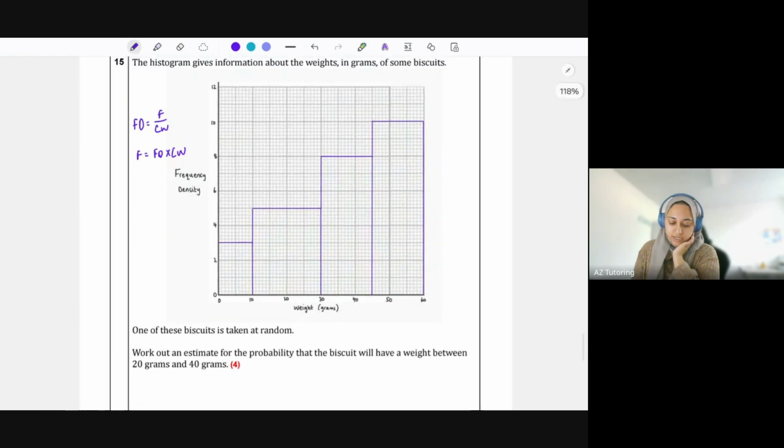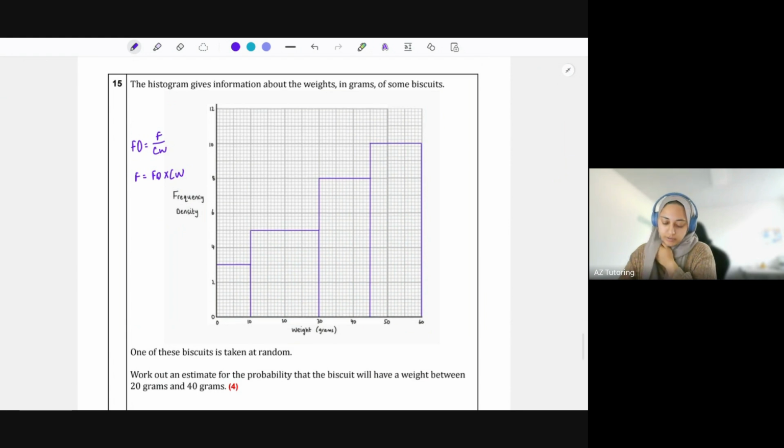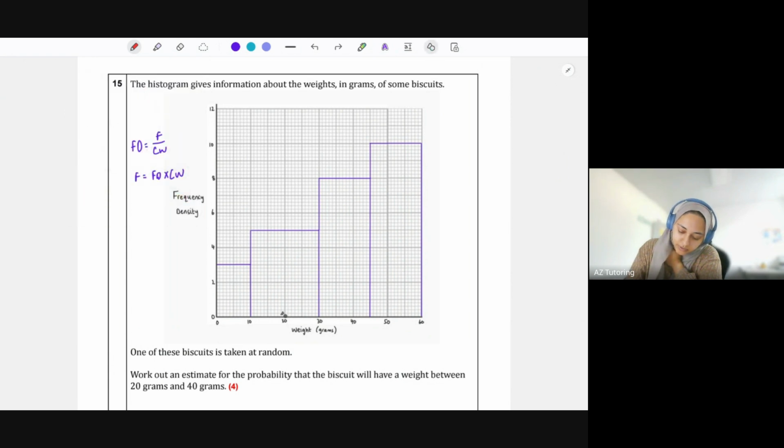It says one of these biscuits is taken at random. Work out an estimate for the probability that the biscuit will have a weight between 20 and 40 grams. So we essentially need to work out the frequency of how many biscuits there are between 20 and 40 grams. So here's 20 grams. I will use a red pen. Here's 20 grams here.